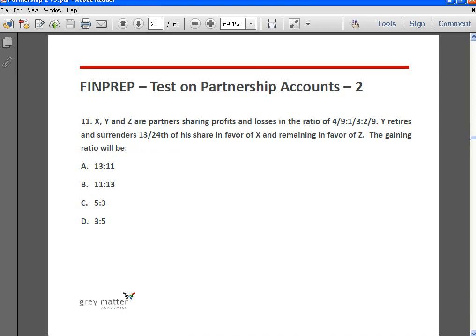Next, problem number 11. X, Y and Z are partners sharing profits and losses in the ratio 4 by 9 is to 1 by 3 is to 2 by 9. Y retires and he surrenders 13 by 24th of his share in favor of X and remaining in favor of Z. What is the gaining ratio? Okay.